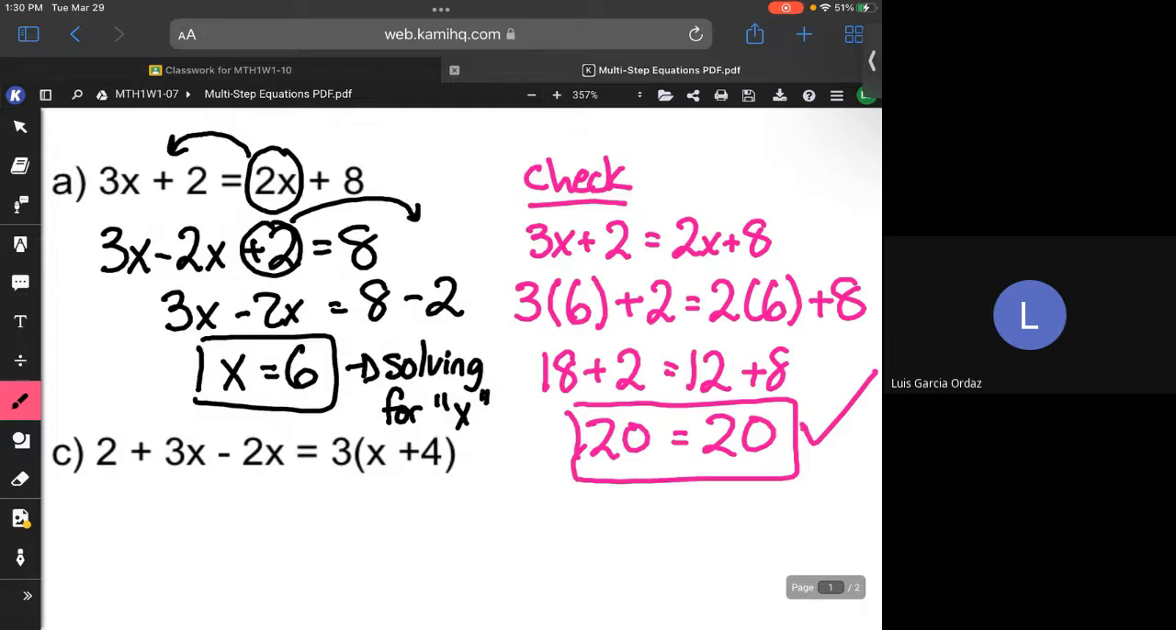So it's got to be balanced. Yep, basically. So 20 is equal to 20, because if it were 19, 19 is not the same as 20. Not even the same.